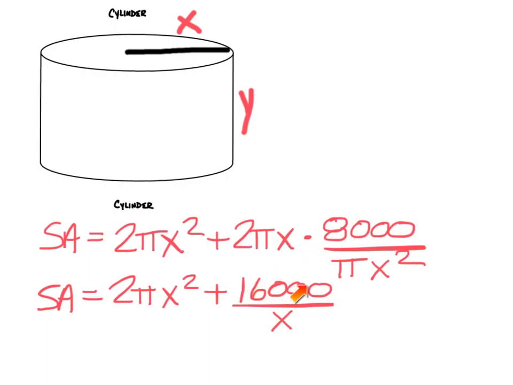Notice you have pi over pi, so they're gone. And you also have x over x squared. So that means you're just left with an x on the bottom. The one on the top cancels out.